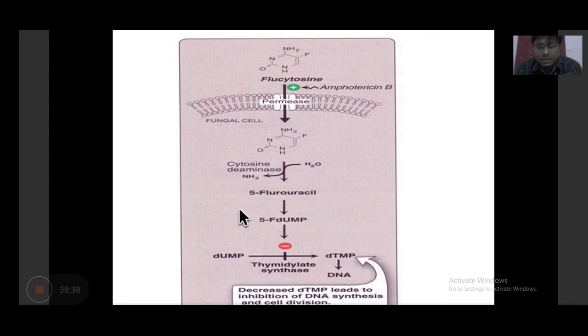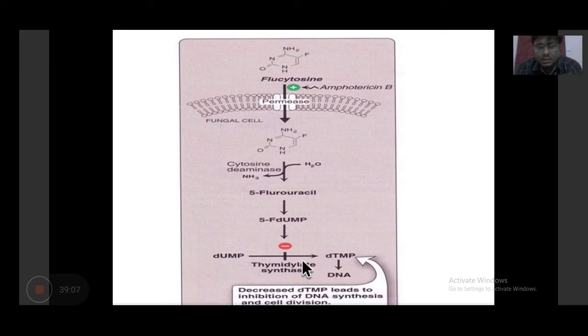Now this 5-fluorouracil is converted to 5-fluoro-UMP, and this is converted to the triphosphate form. Ultimately it inhibits the enzyme thymidylate synthetase, which is responsible for synthesis of thymidine monophosphate from uridine monophosphate, and for formation of DNA.